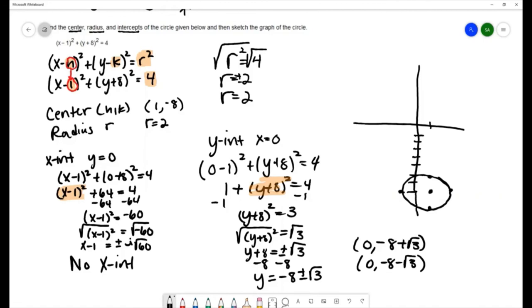I just want you to notice that this confirms what we found algebraically. We found algebraically that there were no x-intercepts, and you can see that the graph does not cross the x-axis, confirming that we have no x-intercepts. However, you can see the graph does cross the y-axis, and we did get two y-intercepts.